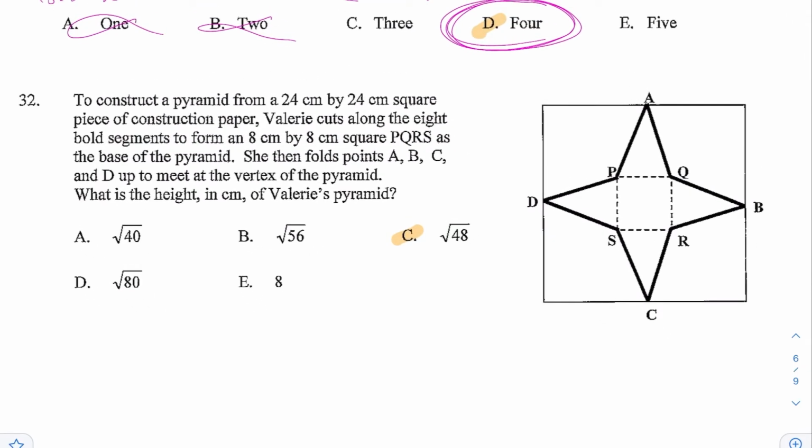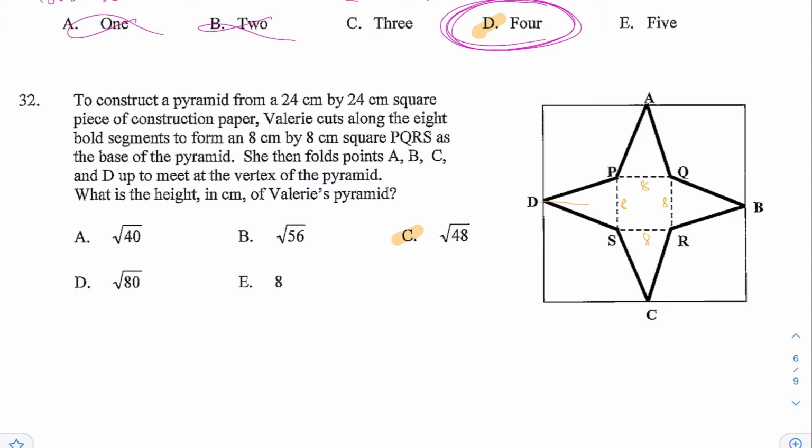Next, for number 32, to construct a pyramid from a 24 by 24 square piece of construction paper, Valerie cuts along the 8 bold segments to form an 8 by 8 square, PQRS, as the base of the pyramid. She then folds A, B, C, and D up to the vertex. What's the height of the pyramid? So this is a 24 by 24 square piece of construction paper, and she cuts along this to form an 8 by 8 square.